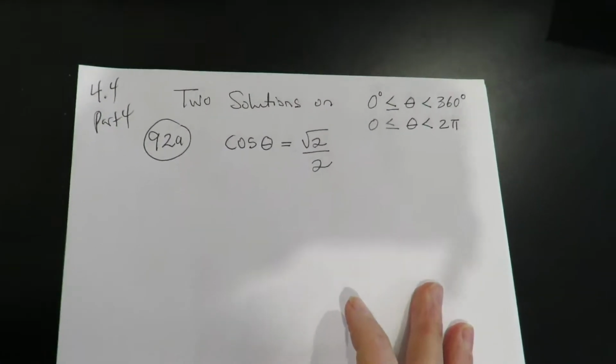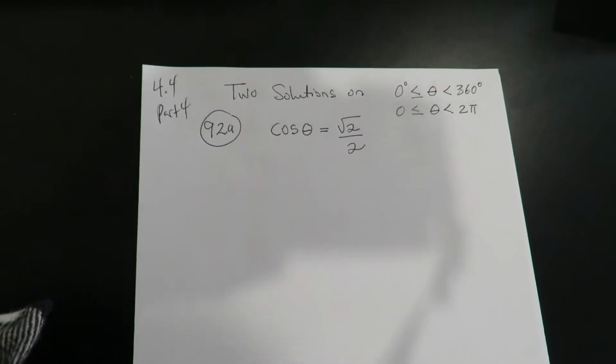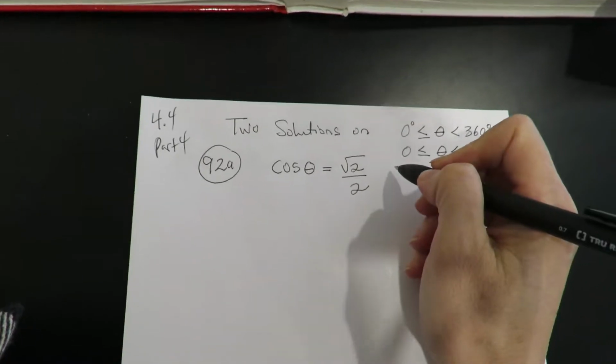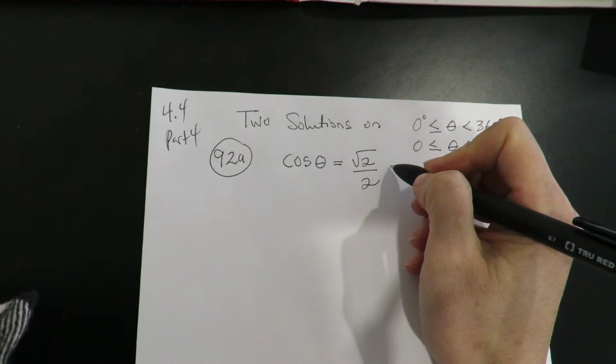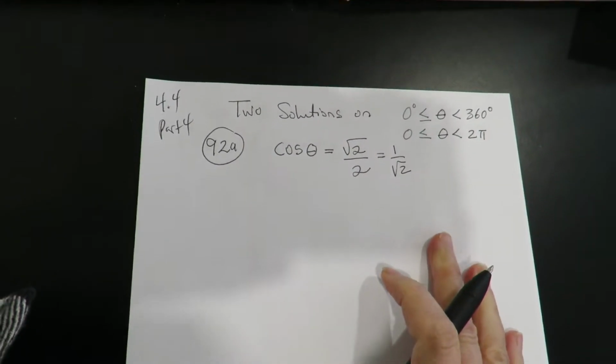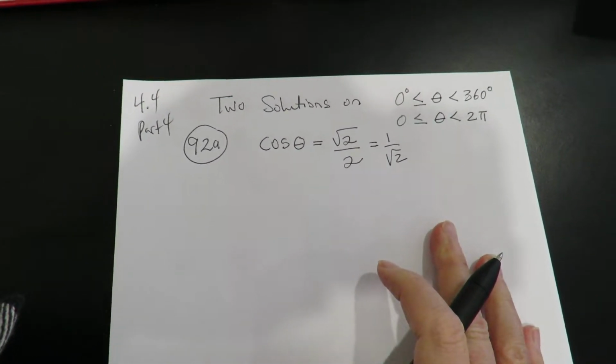So the first thing when you do this is you have to unrationalize the trig if it's rationalized. So this would be equivalent to 1 over radical 2. So the very first thing you want to do is unrationalize the trig.